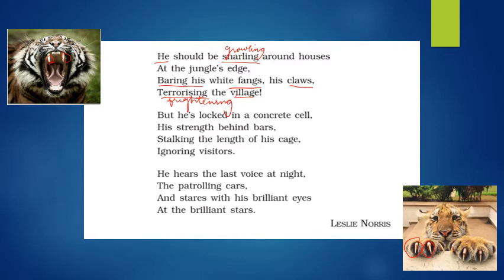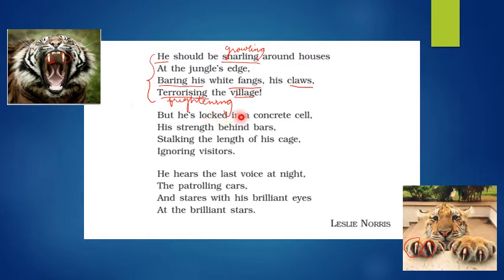And in this stanza the poet describes the ability of the tiger when it is left in its natural habitat. Instead of being frightened when it is in the jungle, it can frighten the other animals or the people in the villages. Now let's see the next stanza.